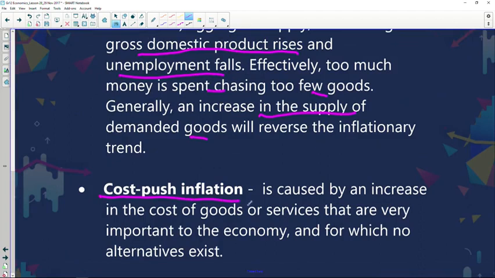Then we also looked at the cost push inflation. It is caused by an increase in the cost of goods or services that are very important to the economy. So we do need these goods and we can't live without them. So therefore, we will have to purchase these goods, and for which there are no alternatives. So we will have to find means and ways to access these goods.